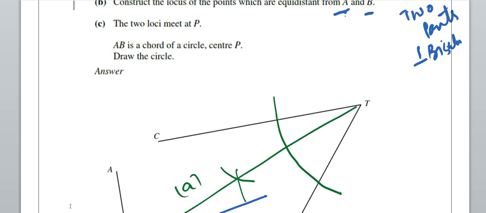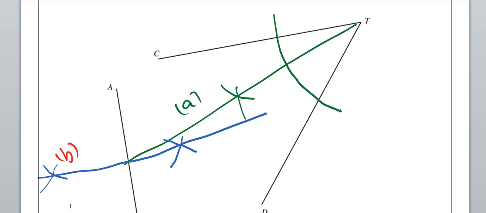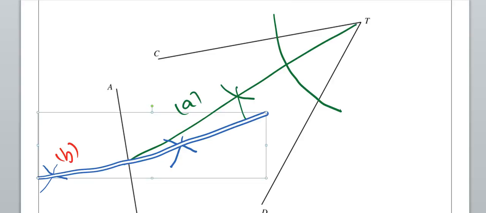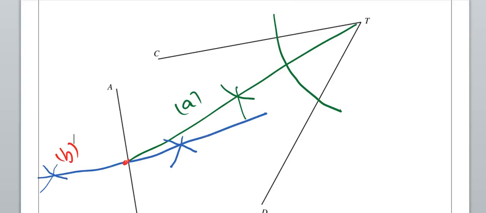Now the question is, the two loci meet at P. We can see here, this is the point where these two loci are meeting. So I call it P.